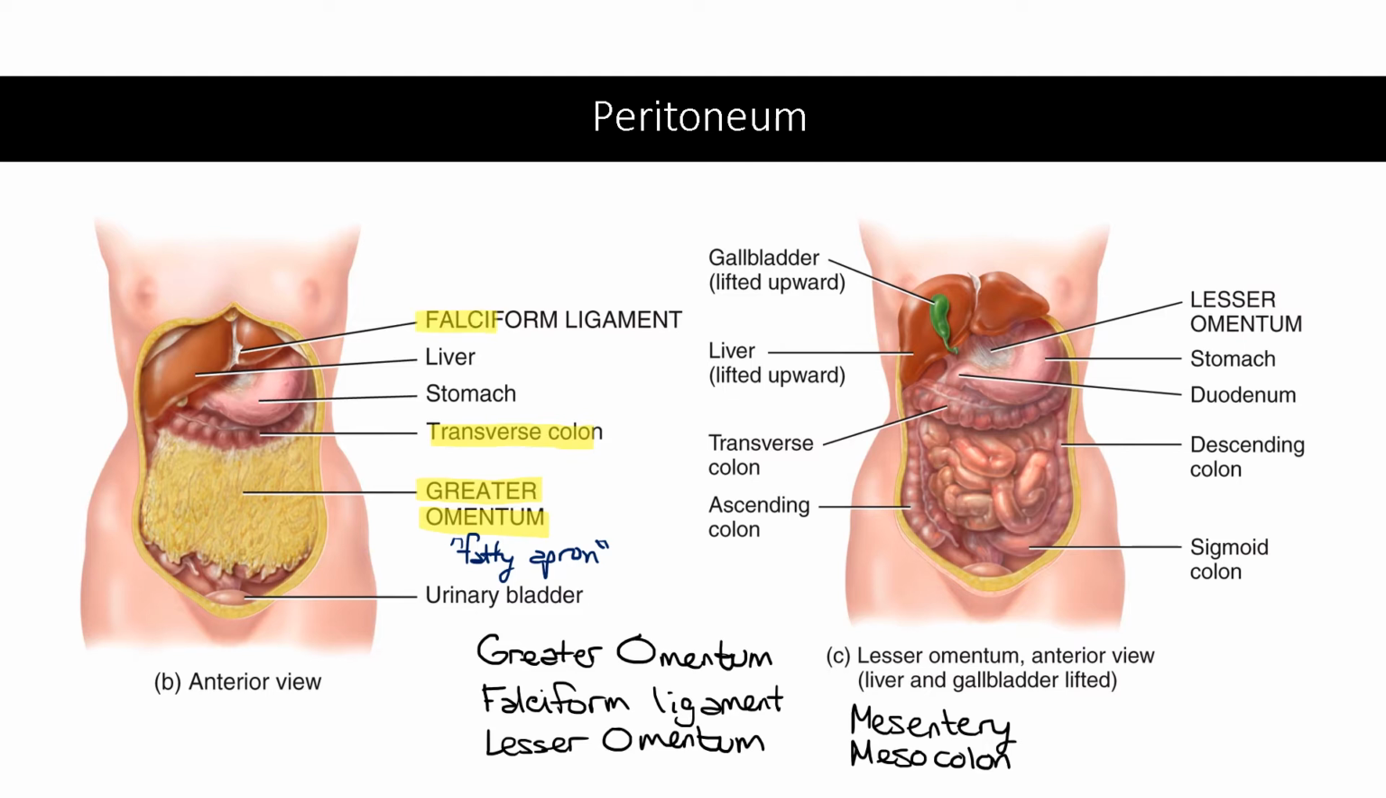Then we have the falciform ligament. This attaches the liver to the abdominal wall and the diaphragm. So liver to the anterior abdominal wall. This is where it attaches to.